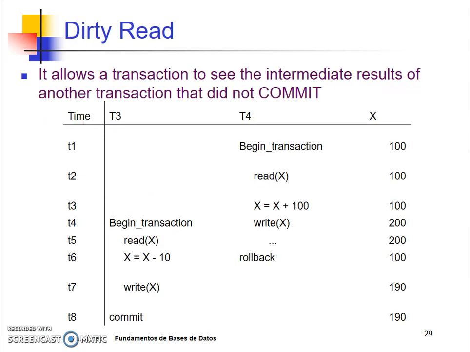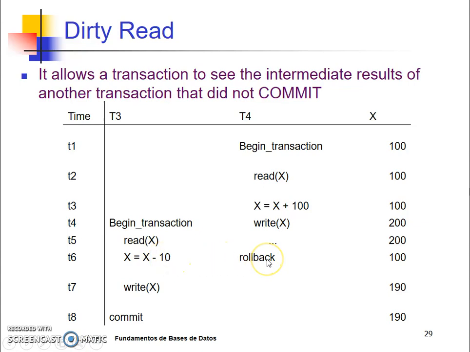Dirty read. We have here two transactions. Transaction 4, which is going to add 100 to my account, and then transaction 3, which is going to subtract 10. In this case, we move transaction 3 to read the data after transaction 4 wrote the data to storage. So here the transaction reads 100 and adds 100, so the value is 200. It writes 200 to the database. And then this transaction reads 200 and it changes it to 190 because it's subtracting 10.